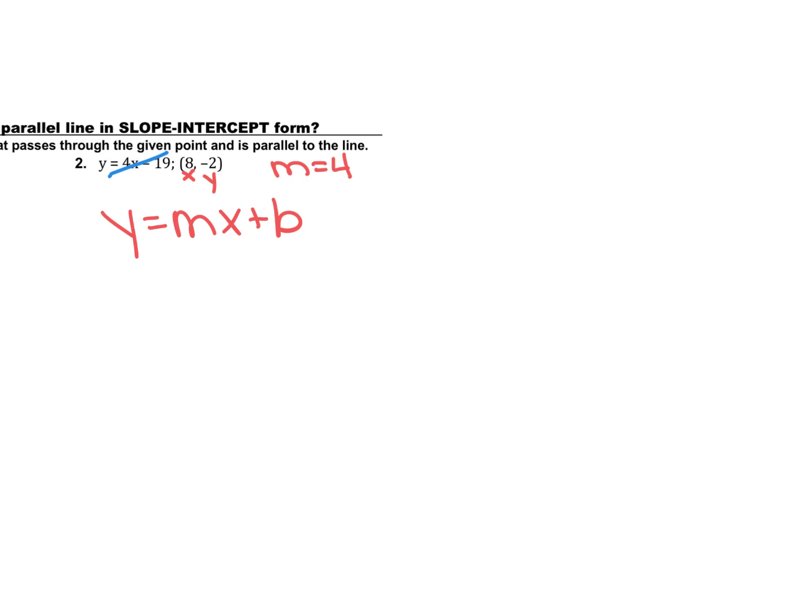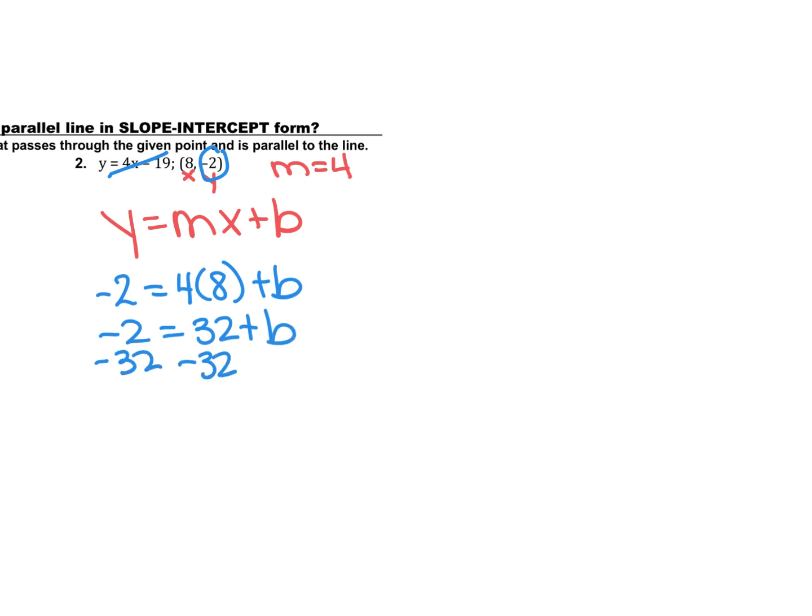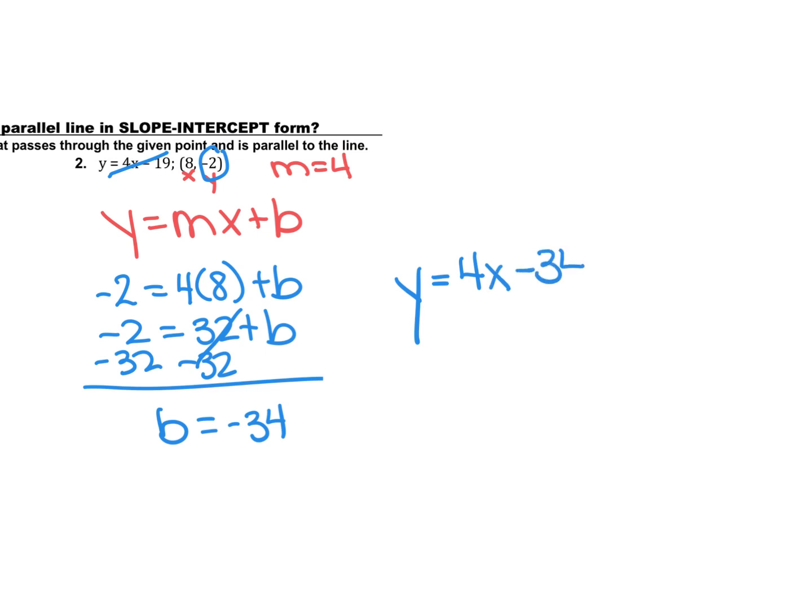So what we know is that negative 2 is equal to our slope of 4 times negative 8 plus b. So our y-intercept is going to be equal to negative 34. So the equation, in slope-intercept form, that is parallel to the given line is y is equal to 4x minus 34.